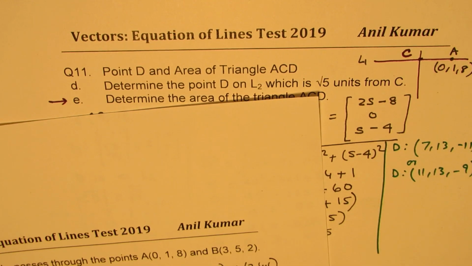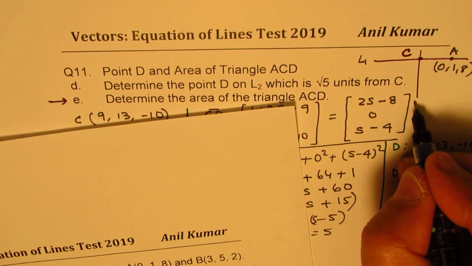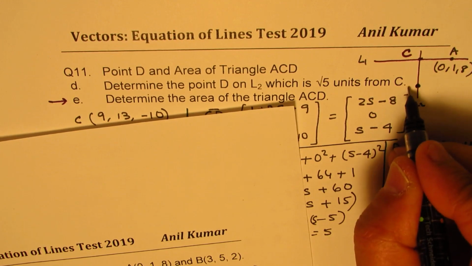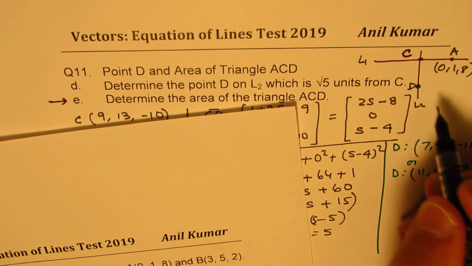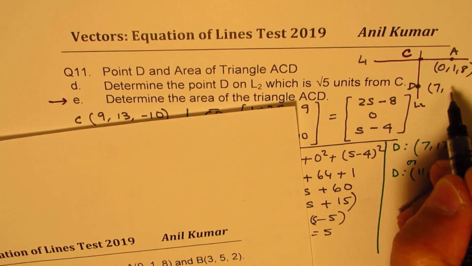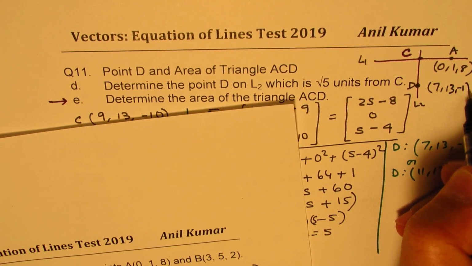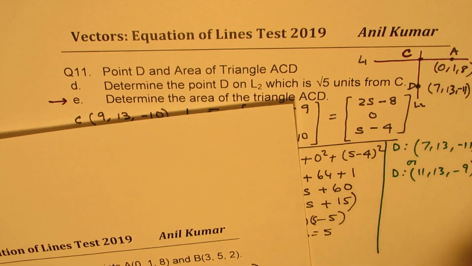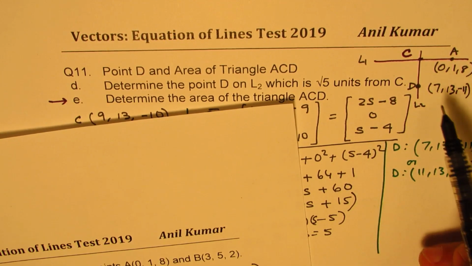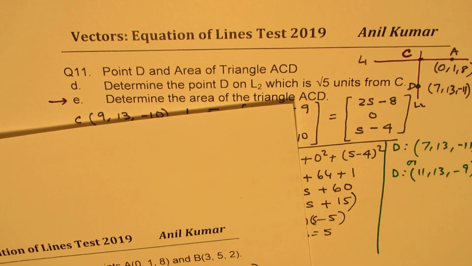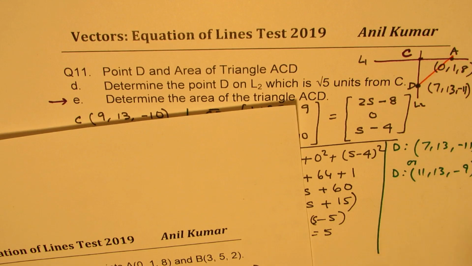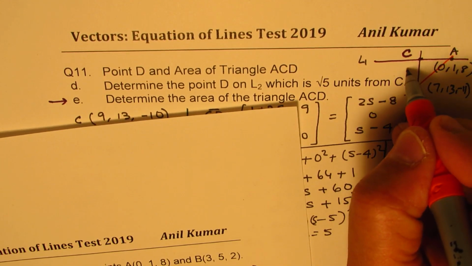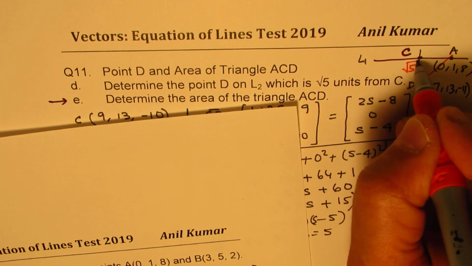Correct? Now coordinates of D is on L2. So let's say this is coordinates of D, and the coordinates of D, you could use any one of them. So let's say 7, 13, and minus 11. Is it okay? So we are using one of them on this side, let us say. So the triangle formed is right there. We are given that CD is square root 5. We are given this distance is square root 5.